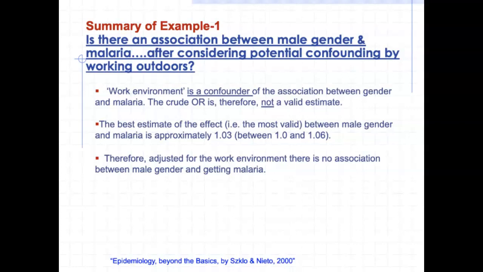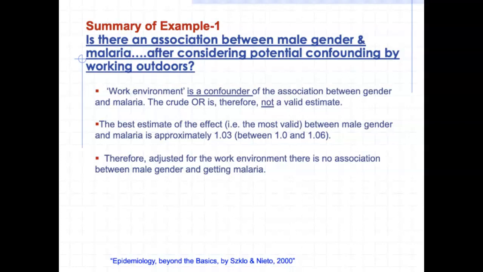So in summary, what we've determined from this example is that working outside is a confounder for the association between gender and malaria. We have a greater than 10% change between the crude and the adjusted, and it meets all of those characteristic requirements in terms of being associated with the exposure and the outcome variable. Therefore, because it's confounding that relationship, that crude or unadjusted measure that I calculated first, looking at the relationship between gender and malaria, is a biased estimate. It is not a valid estimate because I have confounding present, confounding from working outside.